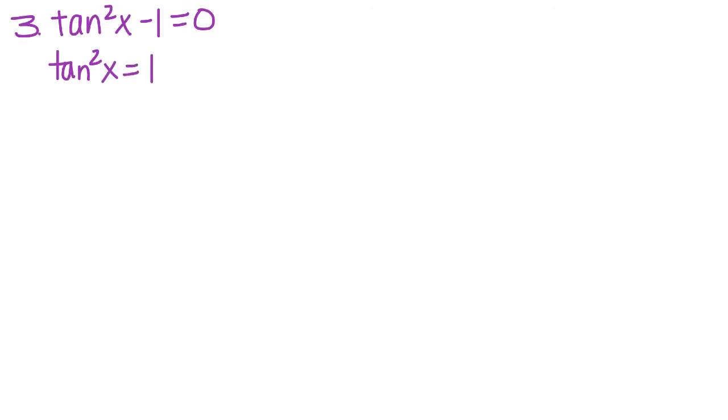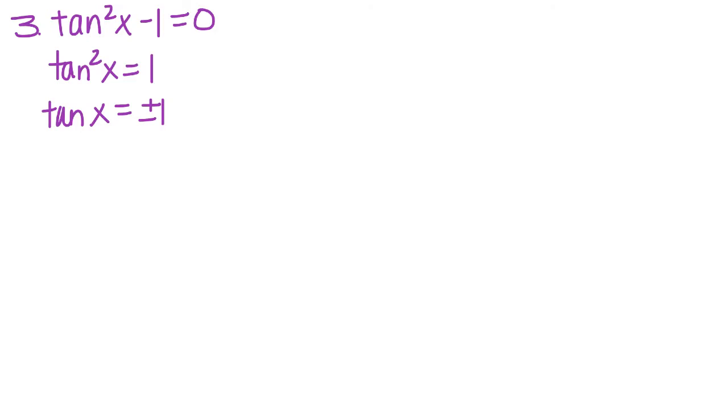How do I get rid of something being squared? Square root. So if I take the square root of both sides, I have tangent of x equals, what's the square root of 1? 1. Now we do need to put plus or minus because we're solving an equation. And each time I take the square root, you have to put plus or minus.